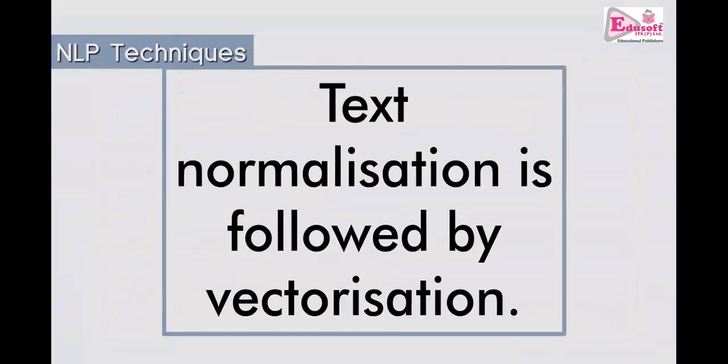And once your text normalization is done, you have removed all the punctuations, you have removed all unwanted words, pronouns, prepositions, articles, and then you have done the stemming or the lemmatization, what you get is normalized text. Now, this normalized text can be converted into a vector of numbers. You can now further process it.